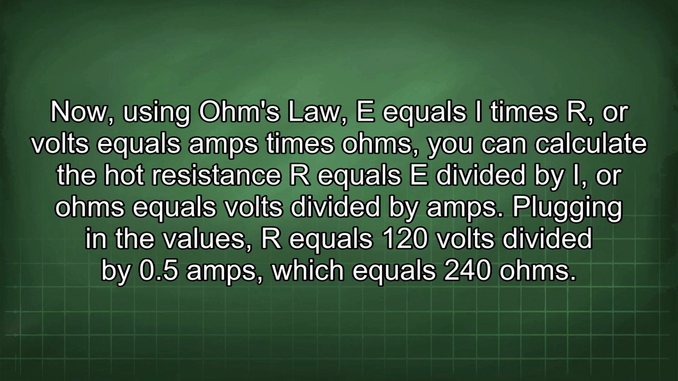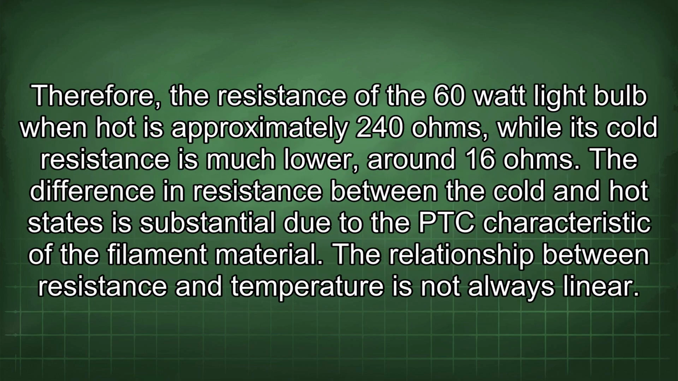Now, using Ohm's law, E equals I times R, or volts equals amps times ohms, you can calculate the hot resistance R equals E divided by I, or ohms equals volts divided by amps. Plugging in the values, R equals 120 volts divided by 0.5 amps, which equals 240 ohms. Therefore, the resistance of the 60-watt light bulb when hot is approximately 240 ohms, while its cold resistance is much lower, around 16 ohms. The difference in resistance between the cold and hot states is substantial due to the PTC characteristic of the filament material.